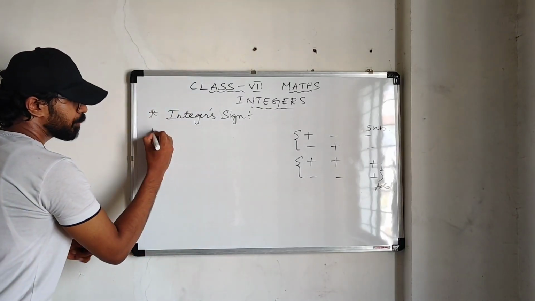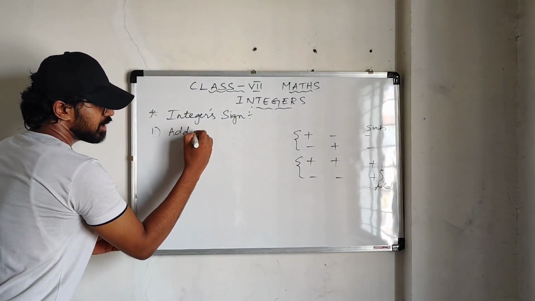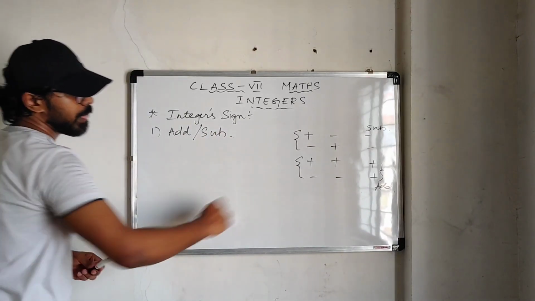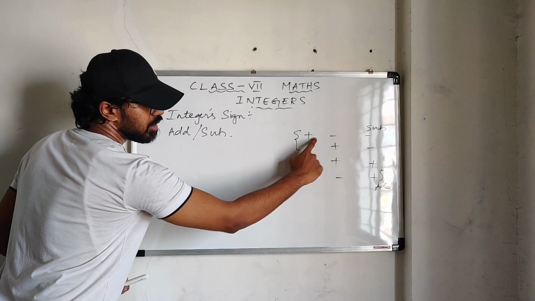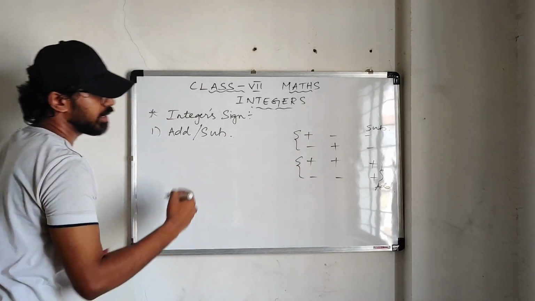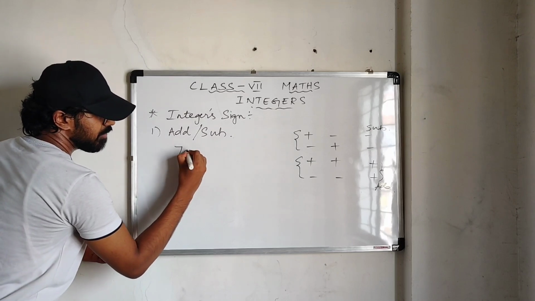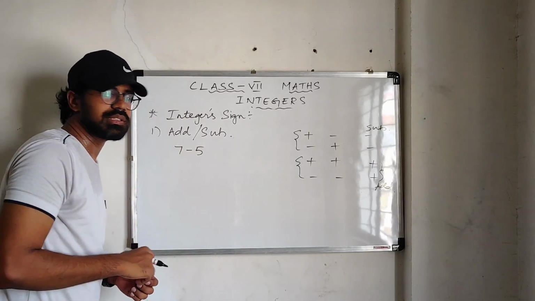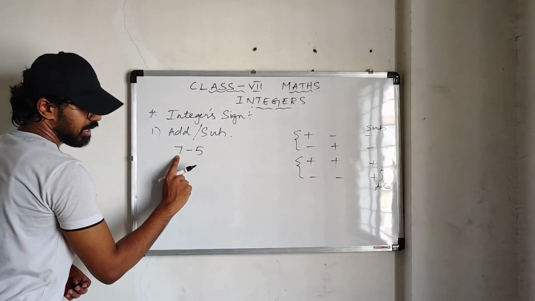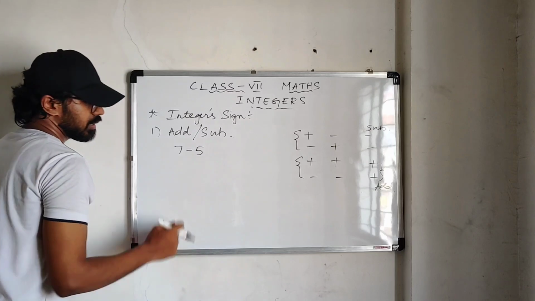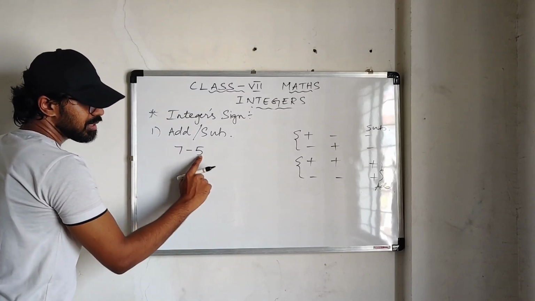So based on these rules, we are going to see addition, subtraction, multiplication and division. First, we will talk about addition and subtraction together. If I take any two numbers, say 7 and 5, I will be writing 7 minus 5. What is 7 minus 5? 2. You all know how it is. So 7 will be plus, because I did not put any sign. For plus you don't have to use plus. 7, and this one is minus 5.